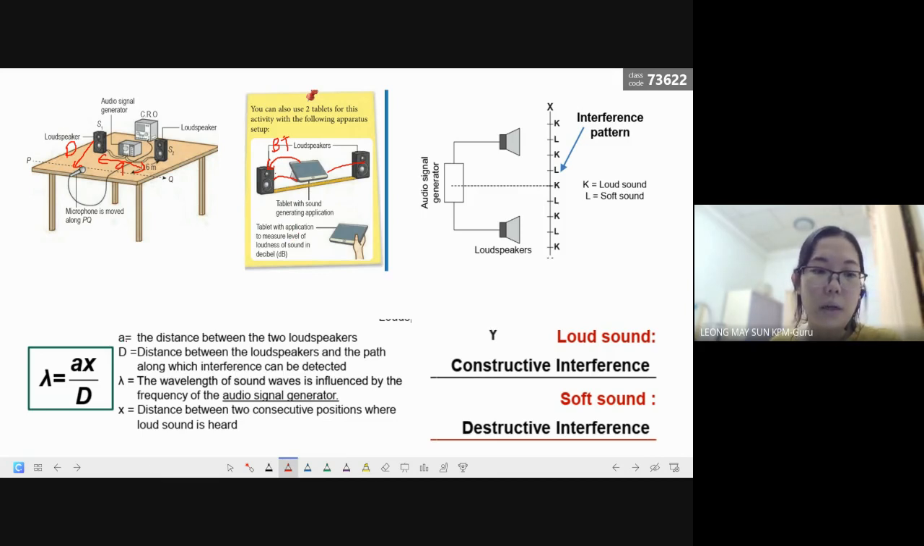So here, A is the distance between the two loudspeakers, D is the distance between the loudspeakers and the path where we are trying to detect the sound wave. Lambda is the wavelength of the sound wave influenced by the frequency of the audio signal generator, and X is the distance between two consecutive positions where loud sound is heard. So loud sound corresponds to constructive interference, while soft sound corresponds to destructive interference.